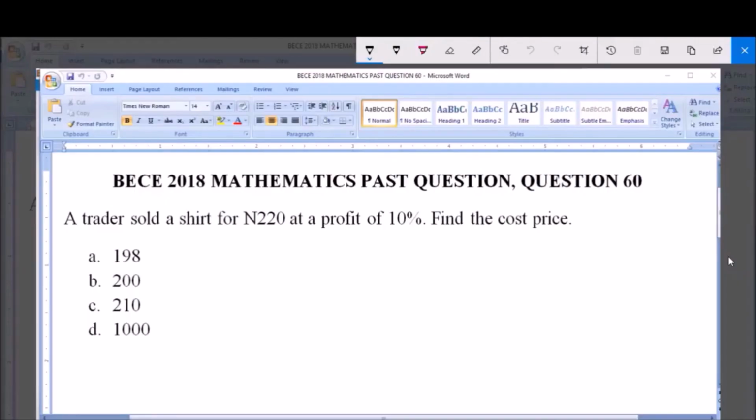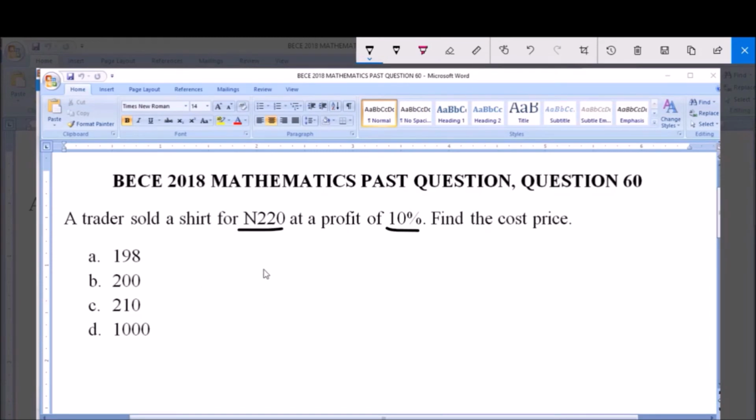Good day and welcome. Today we're going to be dealing with BECE 2018 Mathematics past question, question 60. A trader sold a shirt for 220 naira at a profit of 10%. Find the cost price. A 198 naira, B 200 naira, C 210 naira, and D 1000 naira. So a trader sold a shirt for 220 naira at a profit of 10%, meaning that this is not the original cost of this shirt, since the trader made a profit of 10%.